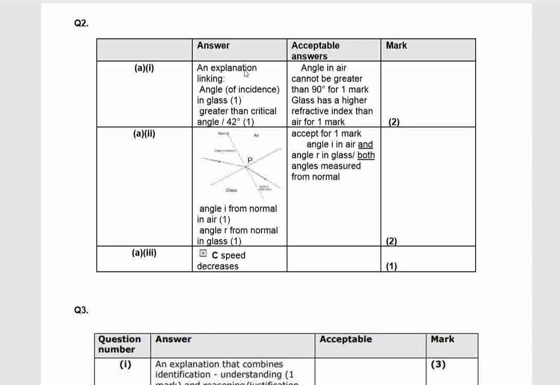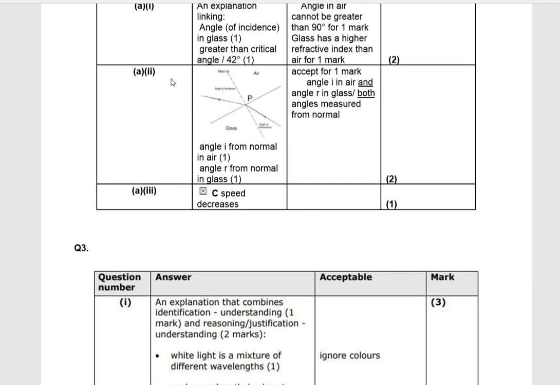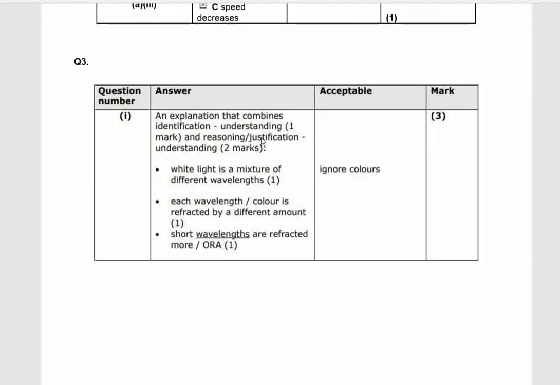TIR, an explanation linking. Here you go, 2 marks. You get 1 mark for saying angle of incidence greater than the critical angle. That's it. There's nothing about density. So for those of you who talk about density, unfortunately, I may not be giving you a mark. Now the draw. So we need to label the diagram. Okay, we've done that already.